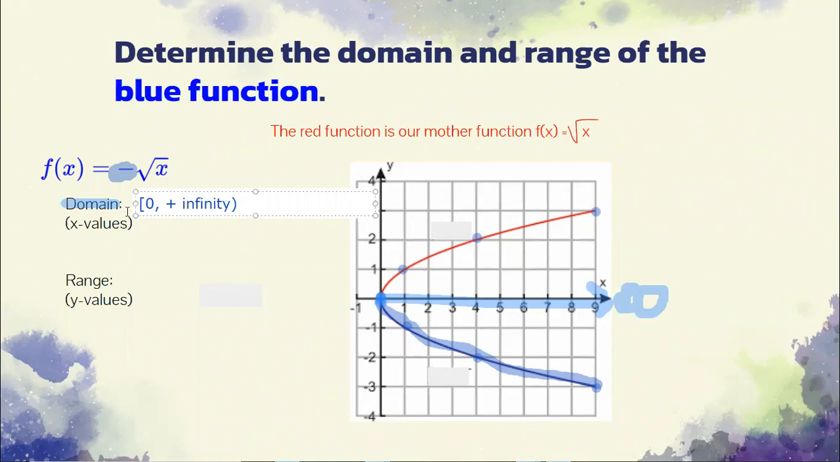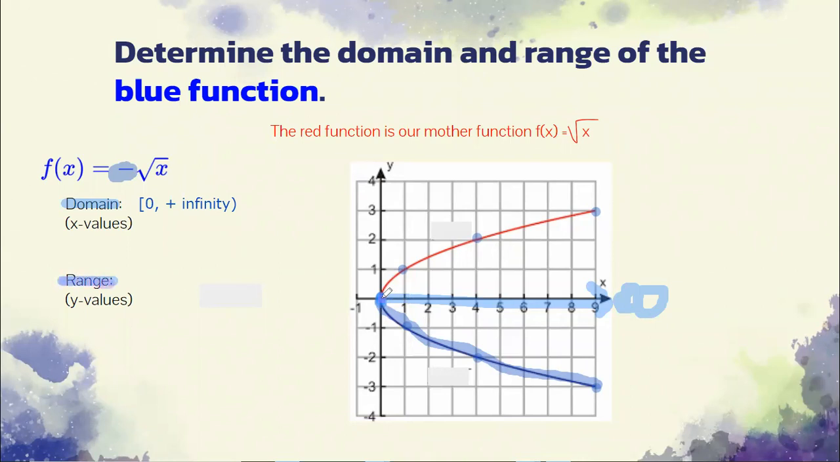Keep an open bracket on infinity. We can never actually touch infinity. Now, as far as the range is concerned, remember range is all possible y values, all possible outputs. So what do you think the range is for the blue graph? Again, remember range is y values. So we're going to read the y-axis.